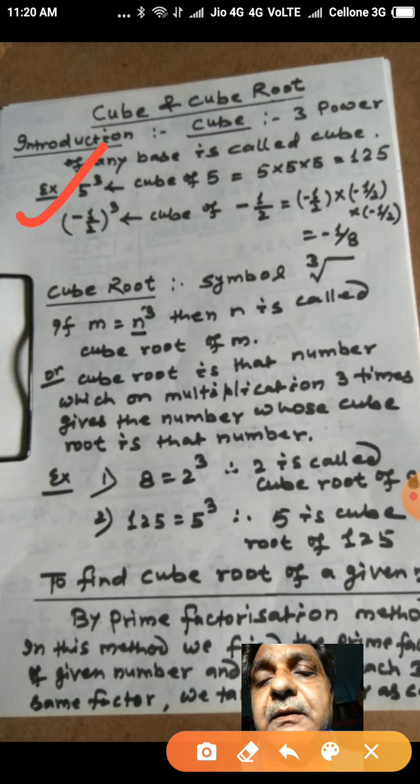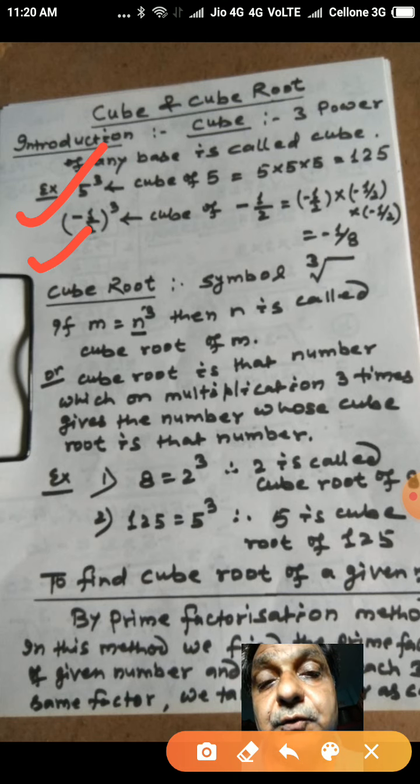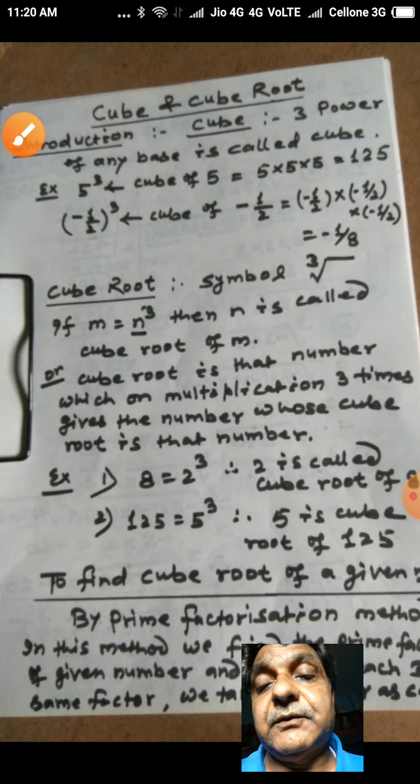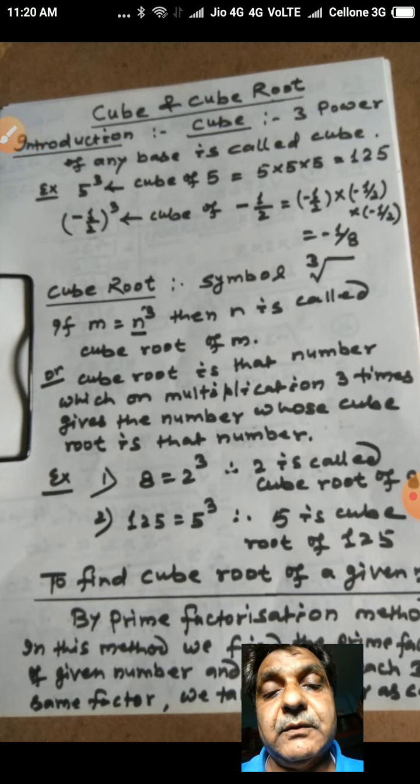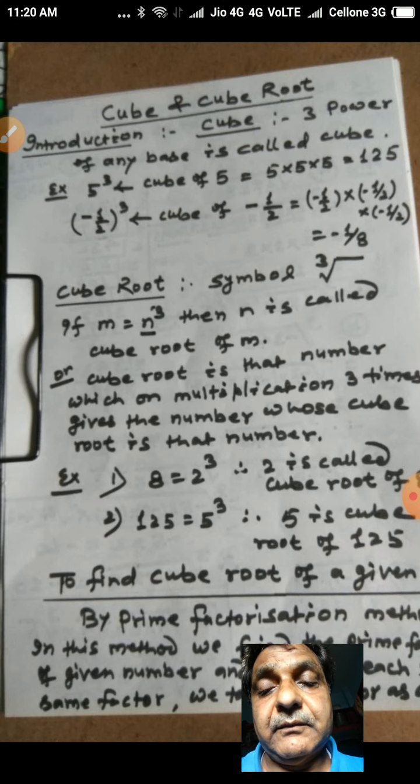Similarly, another example is minus 1 by 2 to the power 3, that is, minus 1 by 2, whole cube, or cube of minus 1 by 2. So it should be written 3 times: minus 1 by 2 into minus 1 by 2 into minus 1 by 2. Since two signs of mathematics are not written together, a bracket has been used here to separate them. Now if we simplify, it gives minus 1 by 8.